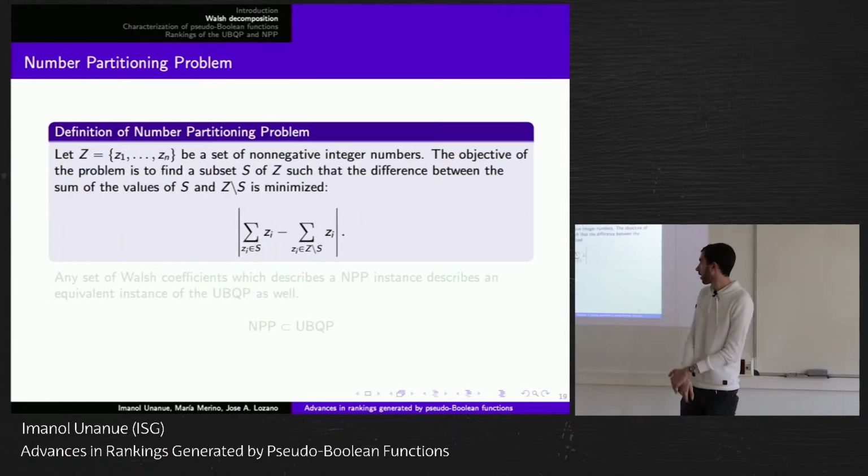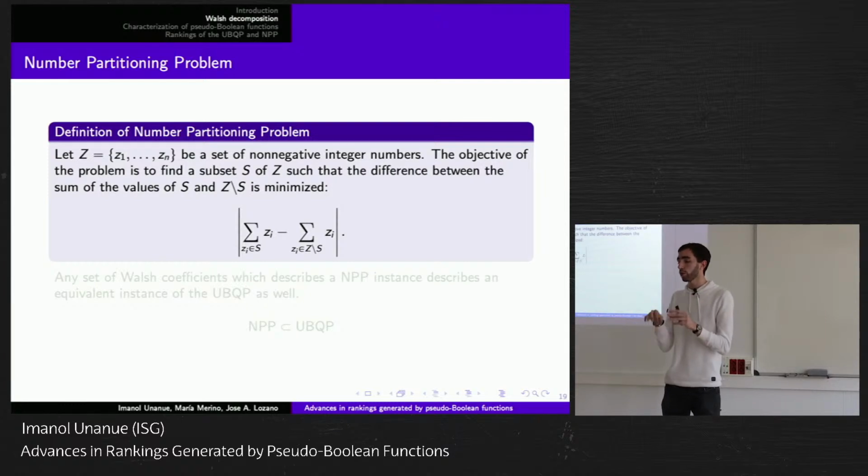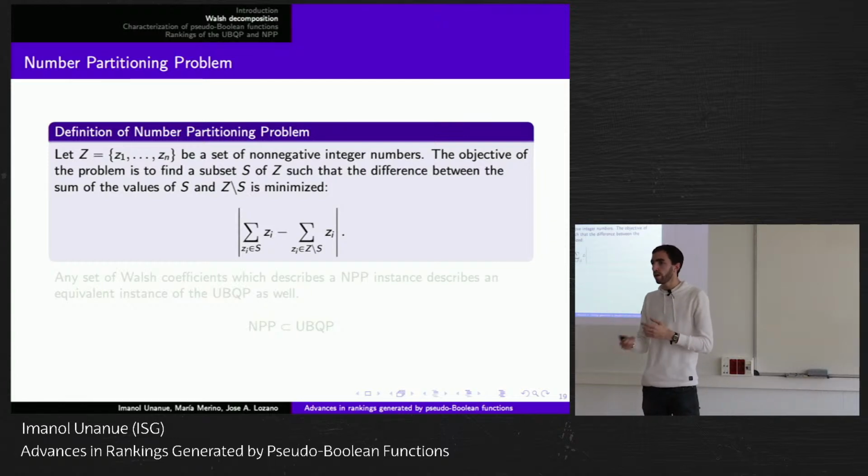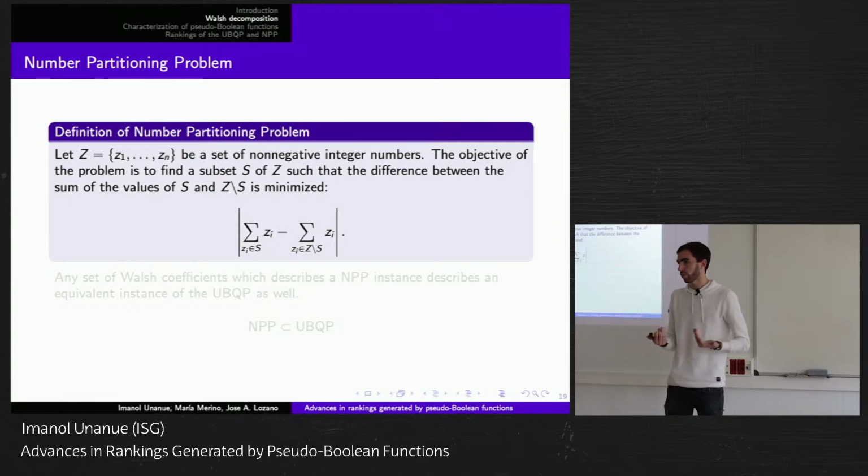In the second problem, we have the number partitioning problem. The objective of the problem is that we have a set of numbers and we want to separate them into 2 groups, such that the difference between the 2 groups is minimal. Overall, if we study the number partitioning problem in a direct way, we cannot see any relation with the unconstrained binary quadratic problem.